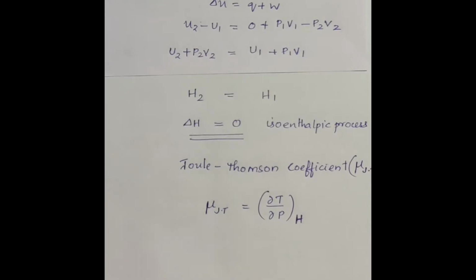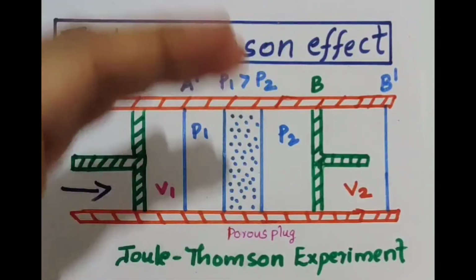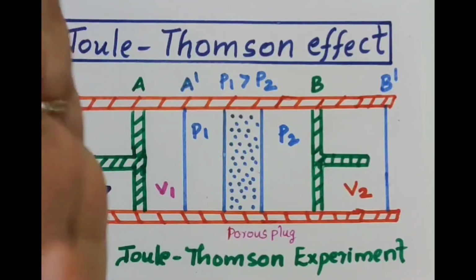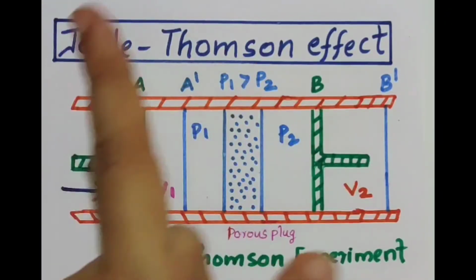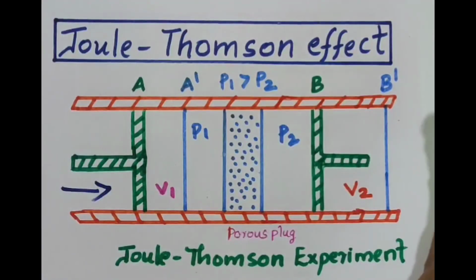Since pressure obviously decreases in this Joule-Thomson effect, when a gas under high pressure is allowed to expand under adiabatic condition through a porous plug into a region of low pressure, that is, here pressure is decreasing.